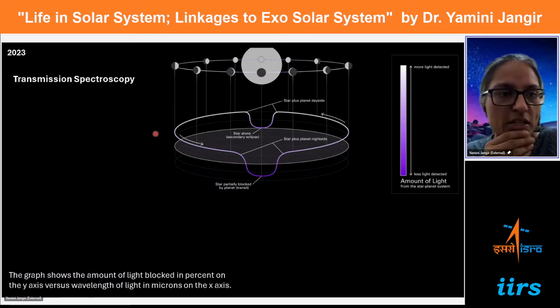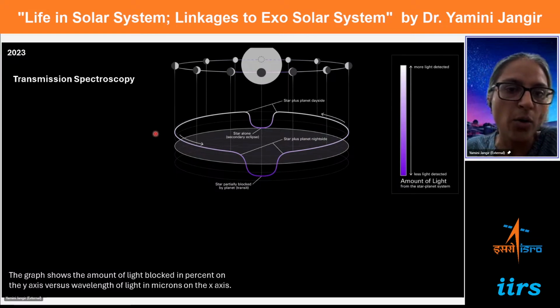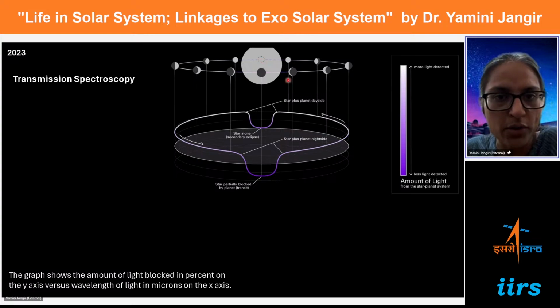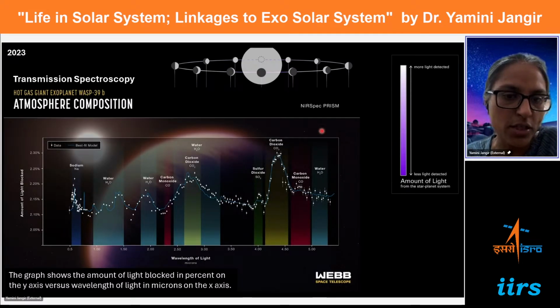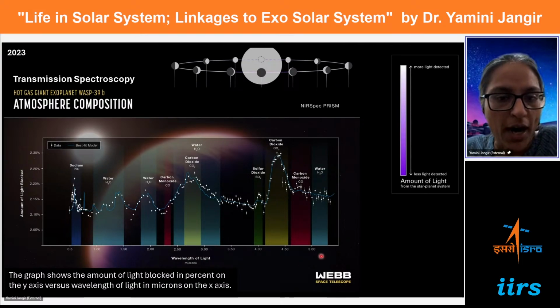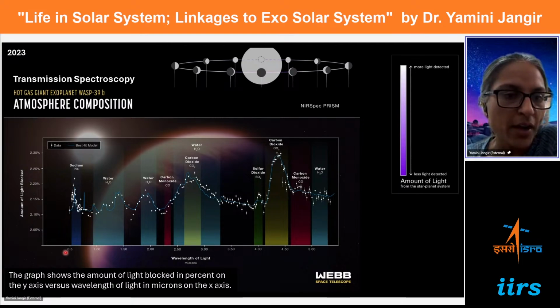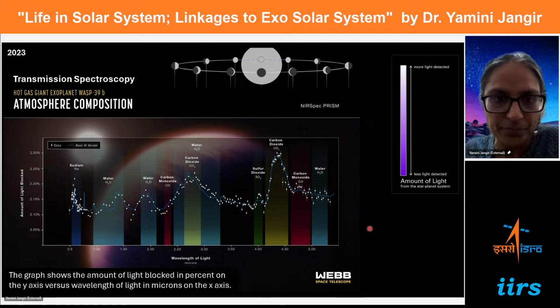Again, coming to transmission spectroscopy and how the planets orbiting around their star can help identify what kind of atmosphere is present on that planet. So this is work from JWST. Of course, you can see that the wavelength spans from IR all the way to close to UV, and you can see that a lot of biologically relevant elements were identified in the spectrum.